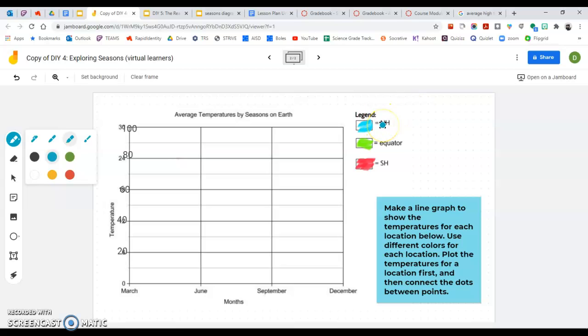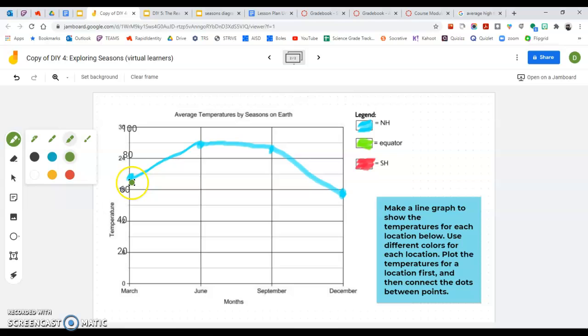So for the northern hemisphere in Arlington, my average temperature for March was 68, so I'm going to plot a little point right there. For June it was 90. For September it was 88. And for December it was 58. Those are my 4 temperatures from my data table, and now I'm going to connect those dots using as straight of lines as I can. I'm sure y'all figured out yesterday it's kind of hard to make straight lines when you're using a mouse on a computer. Then I'm going to change over and do my location on the equator.